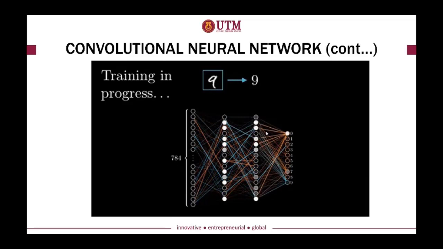Okay, you have a forward pass, you have a backward pass. Then you update your W. Again, you go to forward pass and backward pass, and so on.